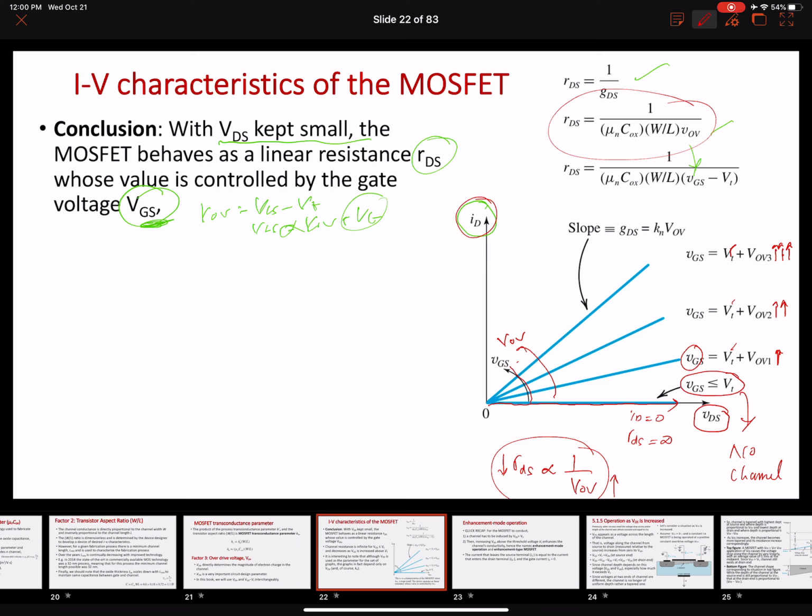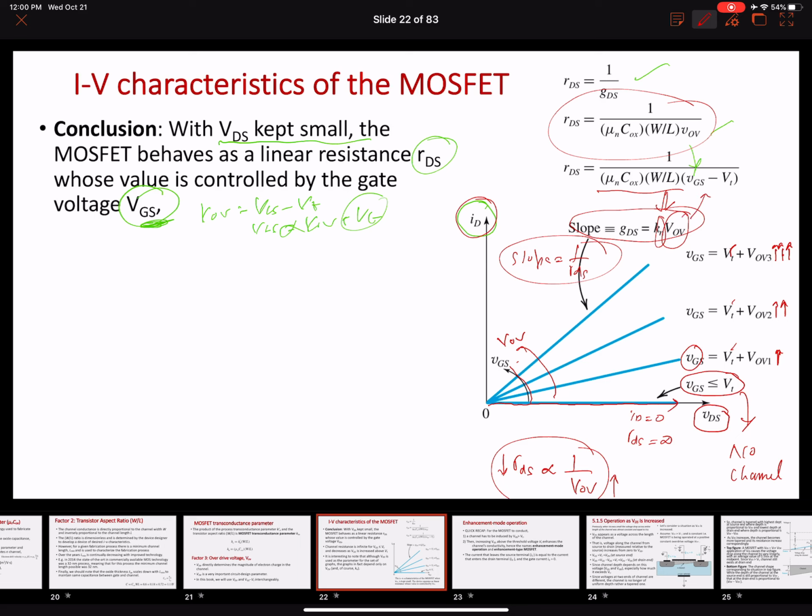So that is why the slope is proportional to, essentially slope is the inverse of the resistance over here, right? So slope is essentially 1 over RDS here. And it depends on the Kn factor. Again, Kn is this entire thing and the overdrive voltage, which is this thing. Okay.